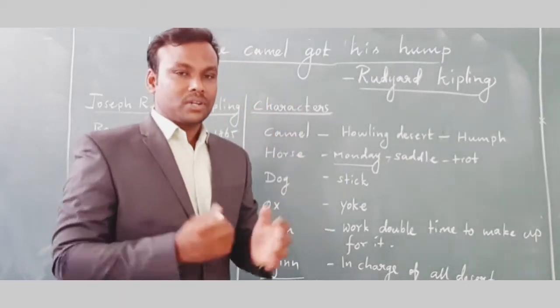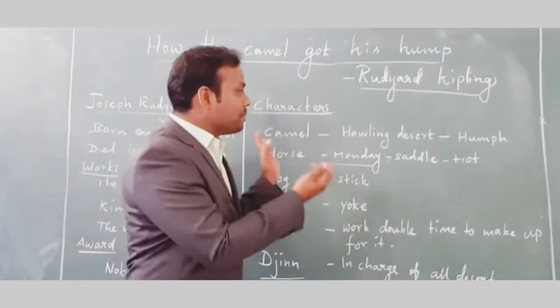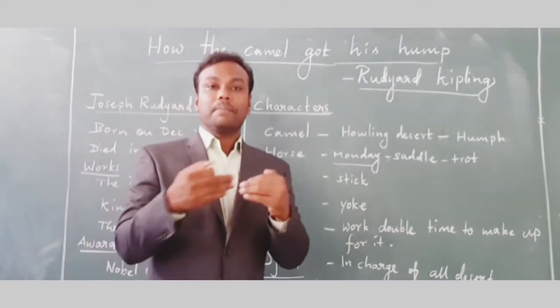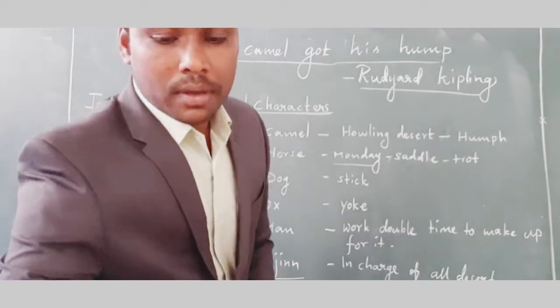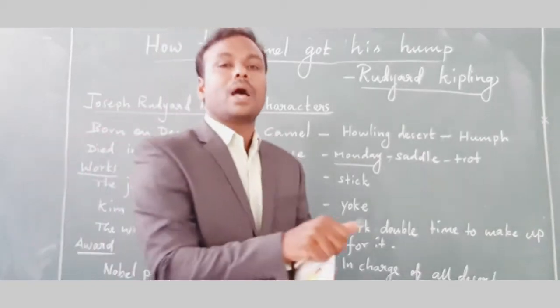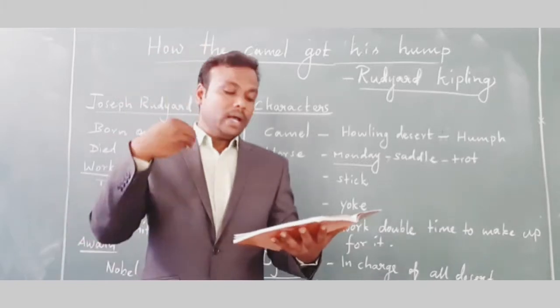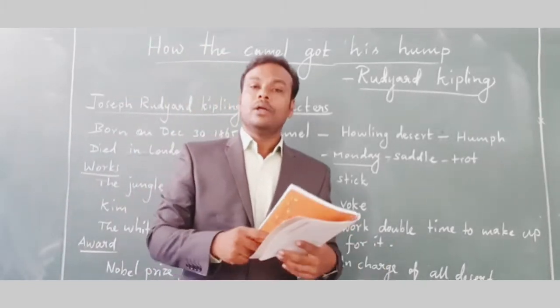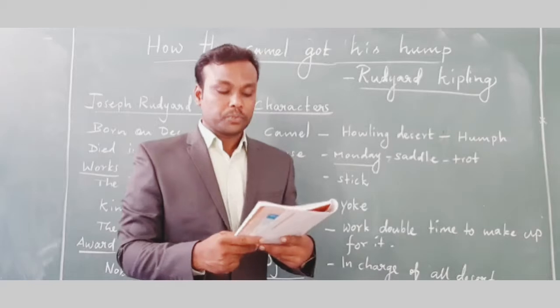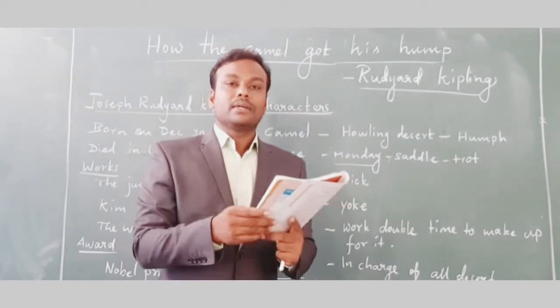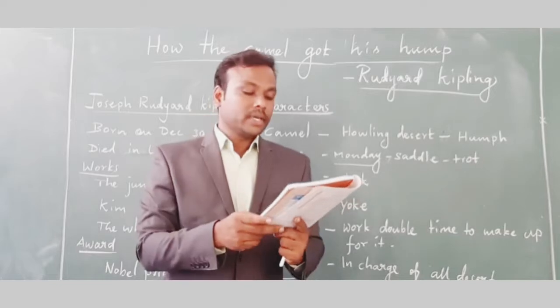Do you understand this, children? I hope you all understand the summary of this story. Now, let me explain it line by line in your textbook. If you have a textbook, please take it. I'll read it out line by line, and you will get more vocabulary meaning from your textbooks. I'll read it out, and then I'll say the meanings of the hard words.